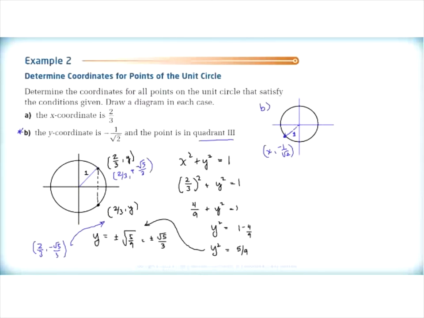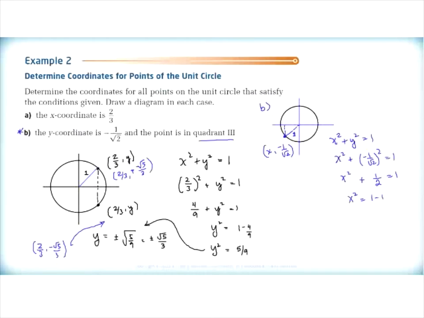If the radius is 1, we can use our formula for the equation of a unit circle as x squared plus y squared equals 1. We'll solve this for x this time. Plug in our point: x squared plus (negative 1 over root 2) squared equals 1. X squared plus 1 over 2, since 1 squared is 1 and root 2 squared is 2, equals 1.